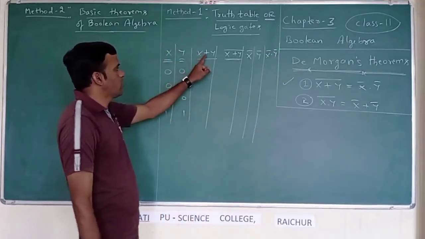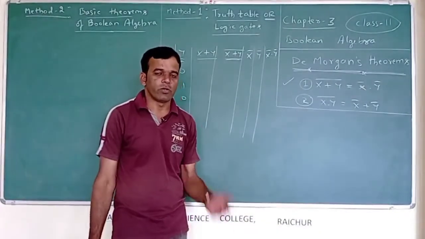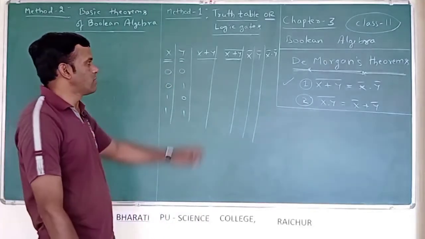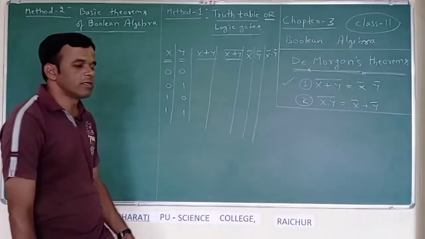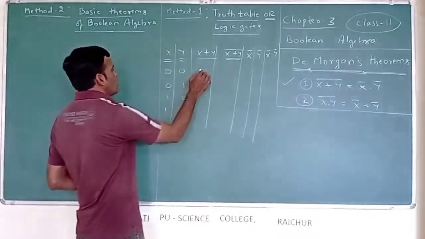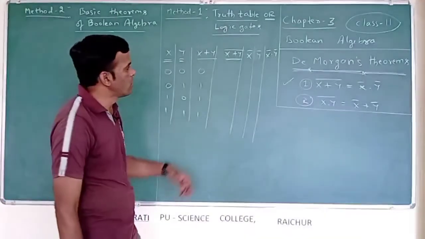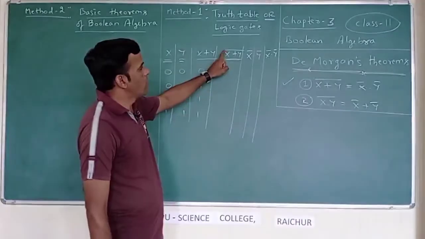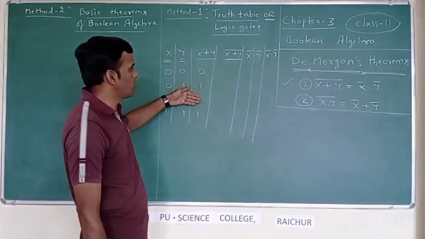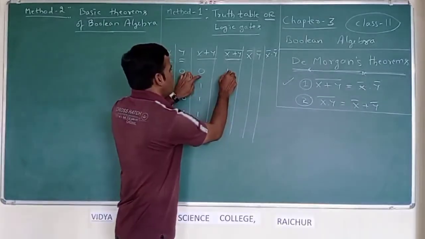Here for x plus y it is the OR operation. We know the property of this OR operation: when both are 0, then only the answer is 0. Here it is 0, and for the remaining cases we are getting 1. Now we are going for the complement of this x plus y. So for the x plus y column, for individual values, you write the complement of that one.